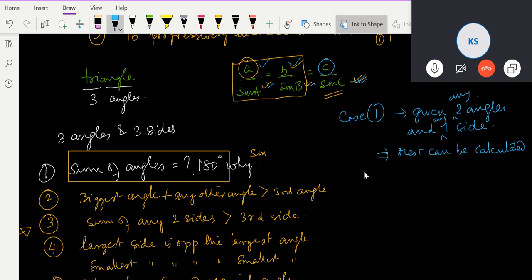Okay. Case 2. We are given two sides and one angle. Can we find out the rest? Two sides and one angle. Can we find out the rest? Yes, sir. Are you sure?